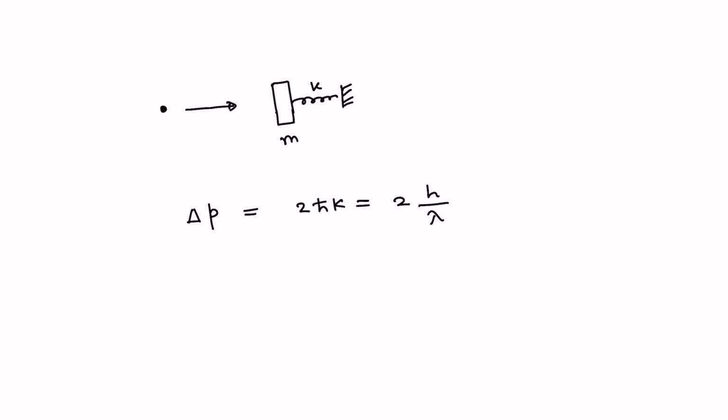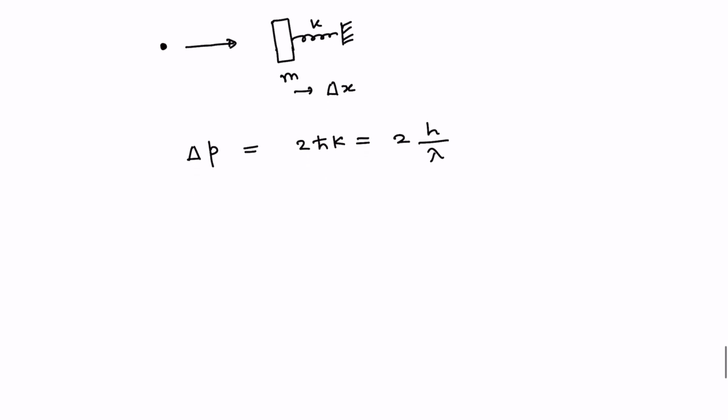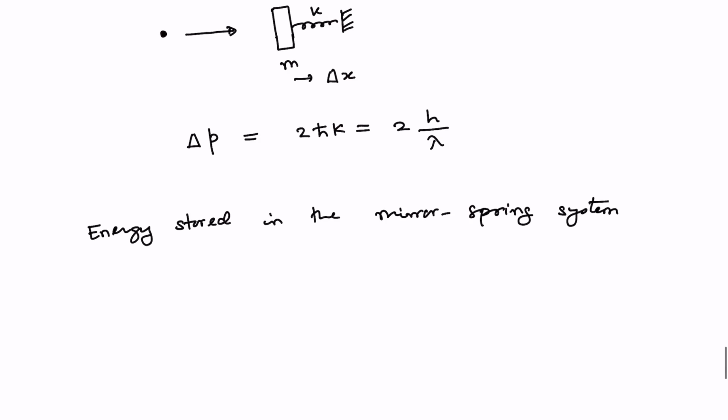Now let's say, because the mirror is attached to the spring and the spring is assumed to be massless, then the energy stored, if the mirror is displaced by a distance of say delta x because of the impact of the photon, then the energy stored in the mirror-spring system, it's from basic physics, is very trivial to calculate.